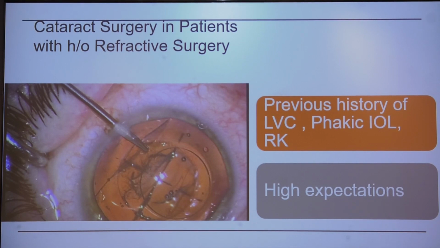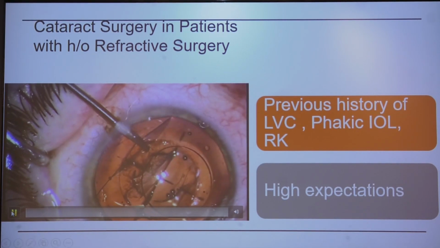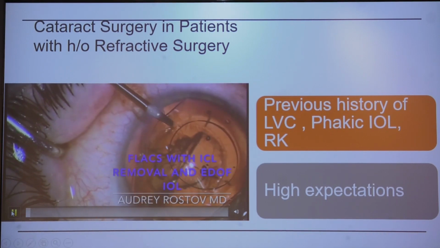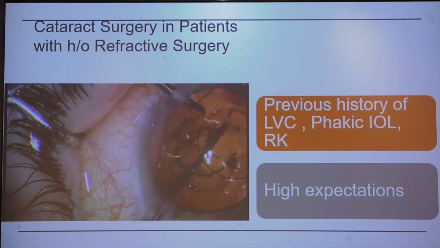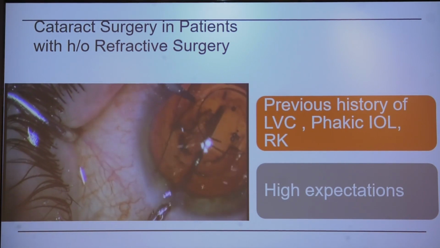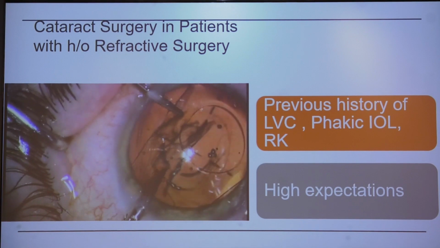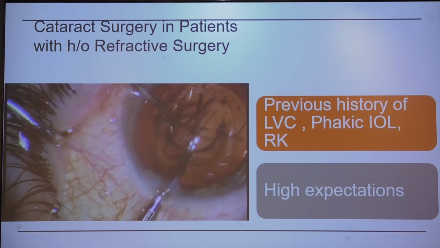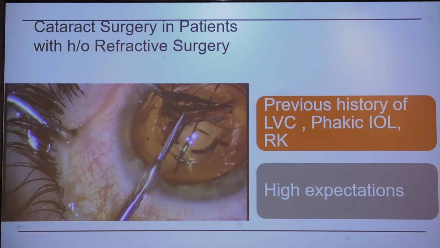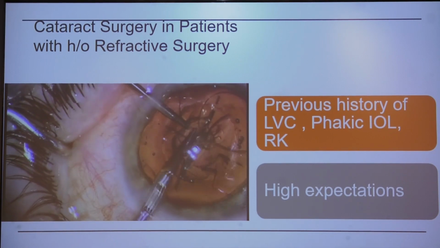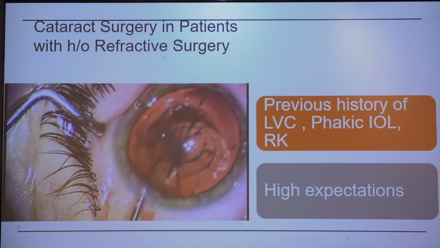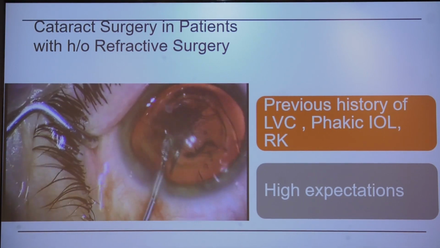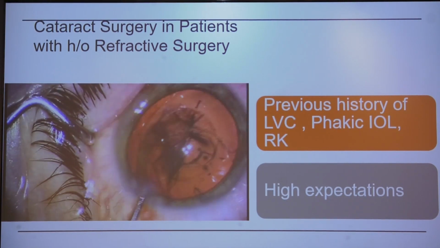What about cataract surgery in patients with previous refractive surgery? Well, once a refractive patient, always a refractive patient. So these patients have very, very high expectations. We're seeing more and more patients who previously had ICLs, phakic IOLs, and of course laser vision correction or RK. This is a patient who had an ICL, and how I like to remove them, I know some people just orient them and pull them right out.